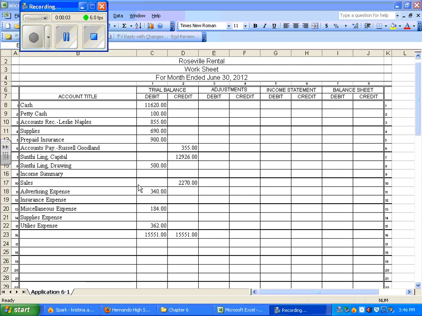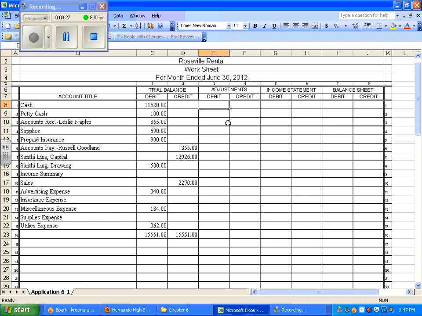Okay, we are now going to do application 6.2 in your textbook on page 172. This is a continuation of our worksheet that we began in 6.1. And in this lesson, we are going to record adjustments. And adjustments is when you take what you actually have on hand.